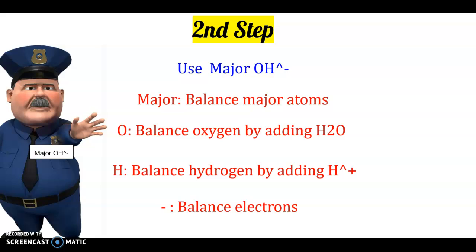Next up is O. O stands for balancing oxygen. You do this by adding H2O. H stands for balancing the hydrogen. You do this by adding H+. And then the minus stands for balancing electrons. You do this by literally adding electrons.